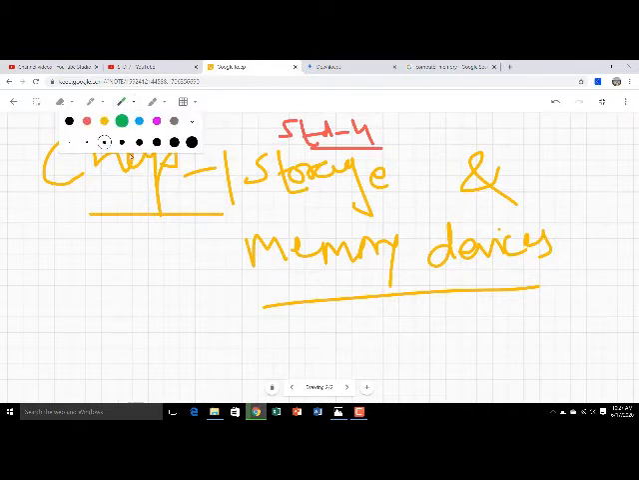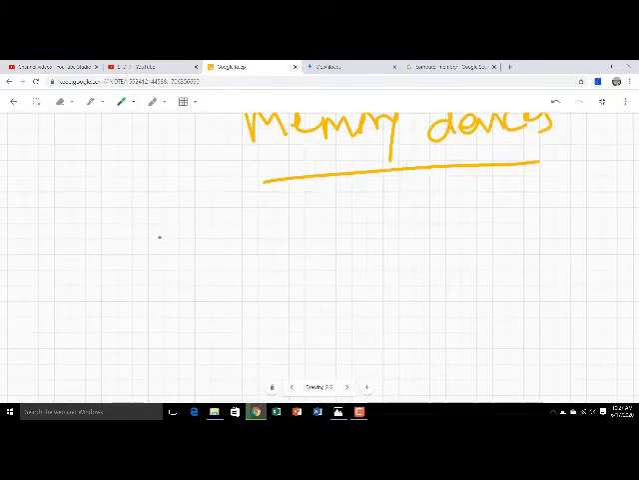Now we are going to learn. First one is storage. So what is storage? Storage is the memory of a computer, also known as storage. In a computer we have different storage devices. You can store your data in a computer using these storage devices. But how is this stored?